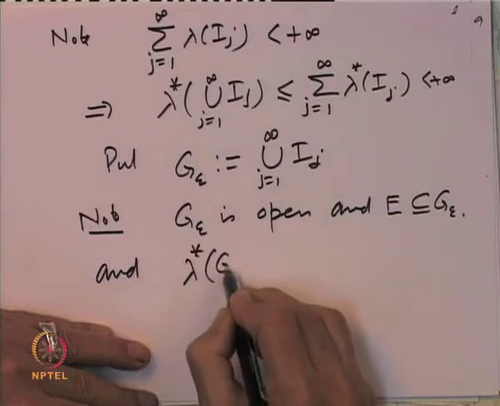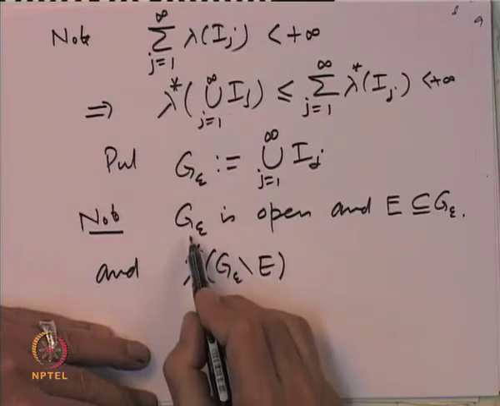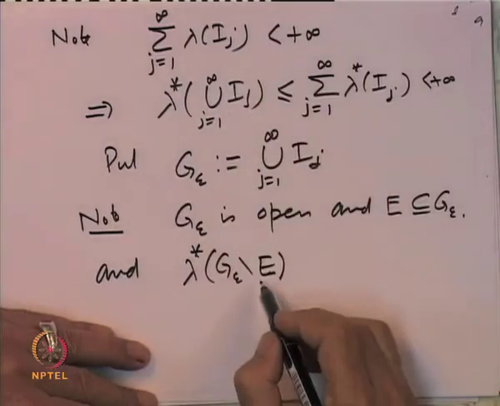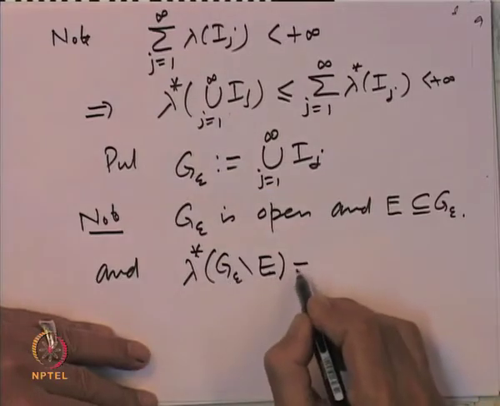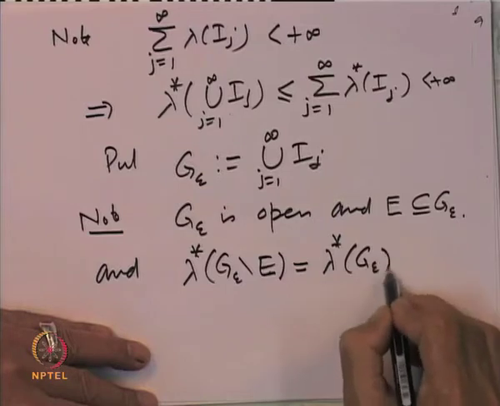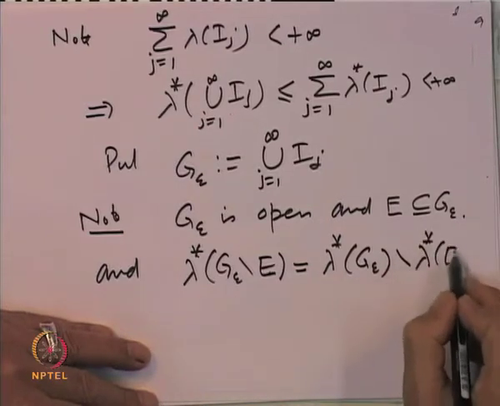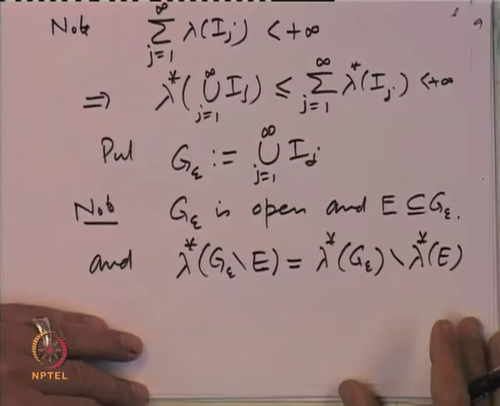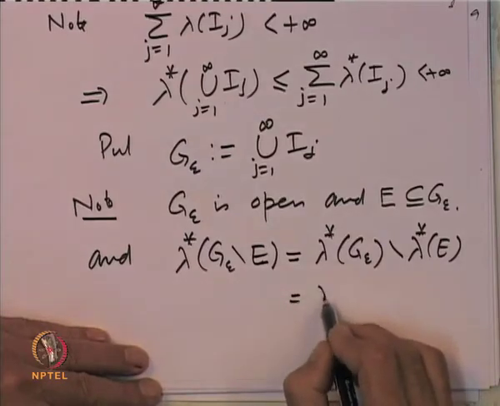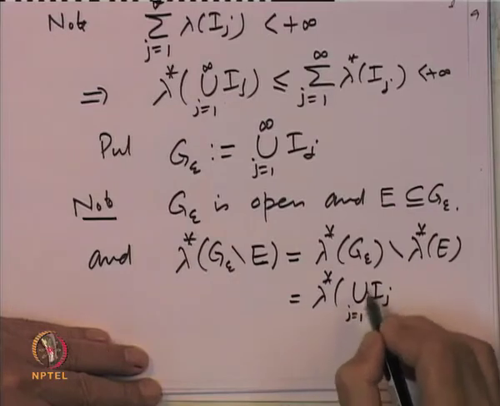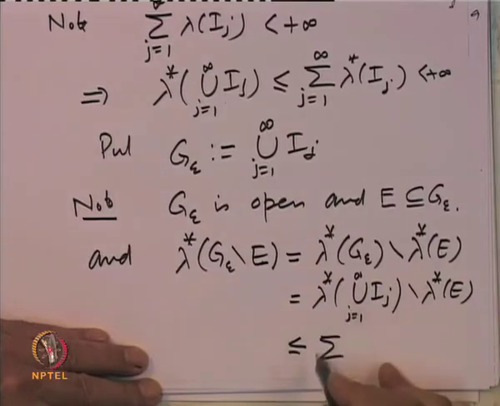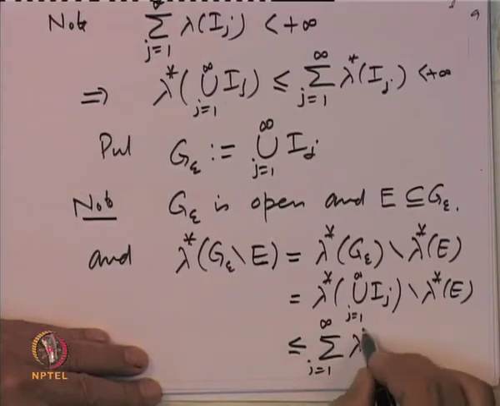Let us note what the difference is: lambda star of G epsilon minus E. Now, G epsilon is an open set, so it is a Borel set, so it is a Lebesgue measurable set, and E is given to be Lebesgue measurable and is a subset of it, and everything is finite, as we have just observed. So, we can say this is equal to lambda star of G epsilon minus lambda star of E. Here we are using the finite additivity property of the length function. And lambda star of G epsilon is the same as lambda star of the union of I j, because G epsilon is the union of I j, minus lambda star of E, and that is less than or equal to, by countable subadditivity, the sum from 1 to infinity of lambda star of I j, minus lambda star of E.